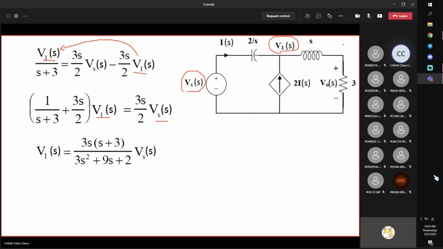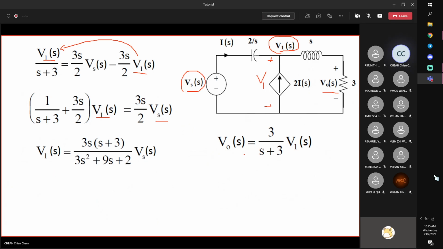But read your question carefully. What we want is not this node voltage, but V0. V0 is the output. Once you know V1, you can relate it to V0 by the voltage division law. V0, the voltage across the 3 ohm resistor, is a portion of V1. This is your V1, according to the ratio of the impedance: 3 divided by S plus 3.